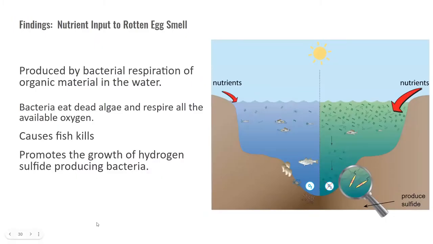Please. So this slide shows a little bit more about that rotten smell that we see. And we have this image that visually depicts this process. In the image, there's a contrast between the concentration of nutrients within the water bodies. The right side of the image illustrates a higher nutrient concentration that leads to greater concentrations of algae that eventually die, are eaten by bacteria, and respire, and use all the available oxygen and create these dead zones. And that's what then also produces sulfide, which gives us that rotten egg smell.